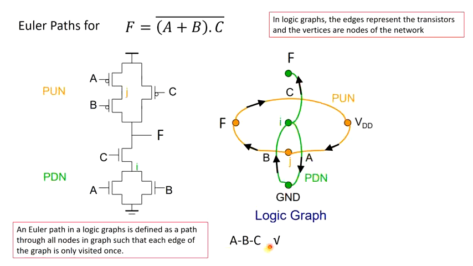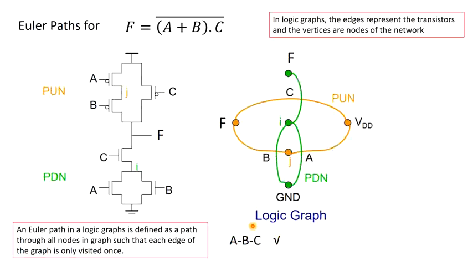Let us see a path ABC. Starting with A, go to B and then C. In that way we have traveled through all these edges as well as all nodes, right? But we have not traveled any single edge more than once. So this indicates that one Euler path exists for this pull down network. What about the pull up network? For the pull up network, A, B and then C. That is also fine. So for both the pull up network and the pull down network, an Euler path exists when the input gate combination is A, B, C.